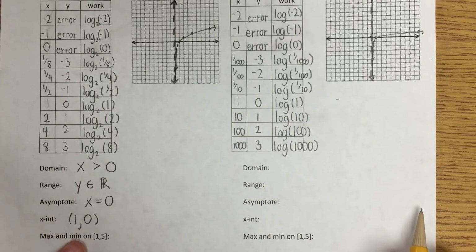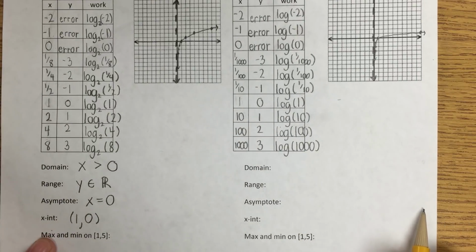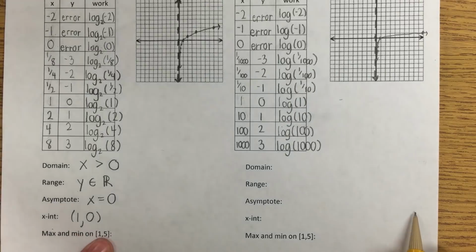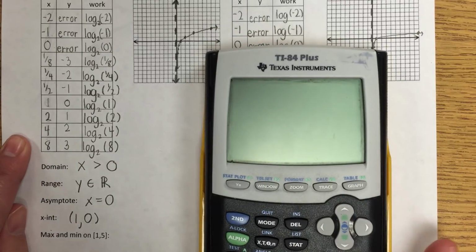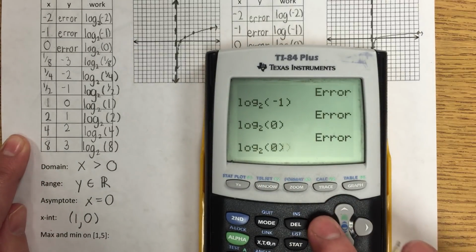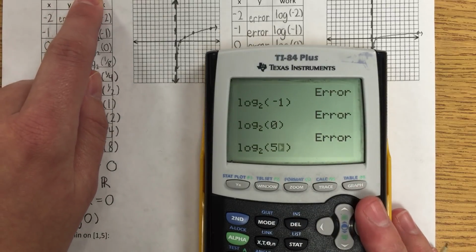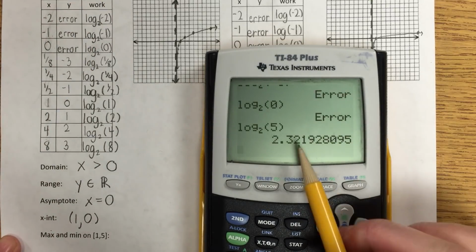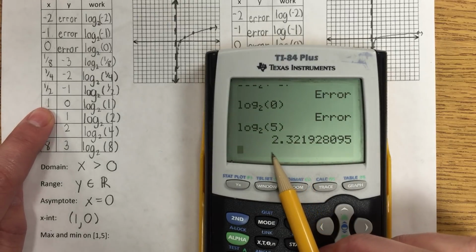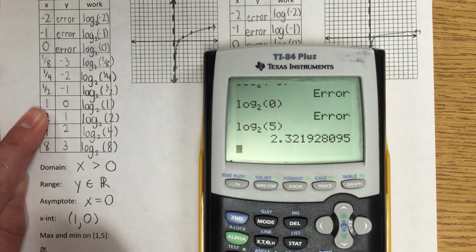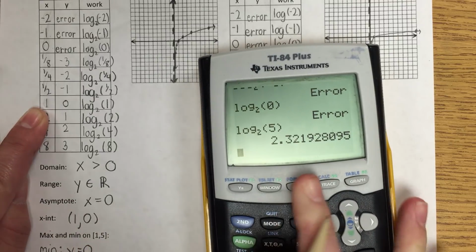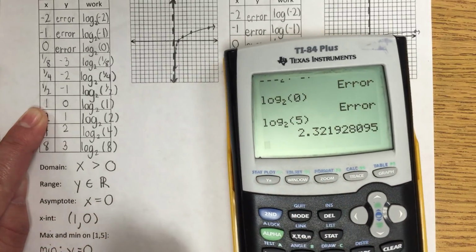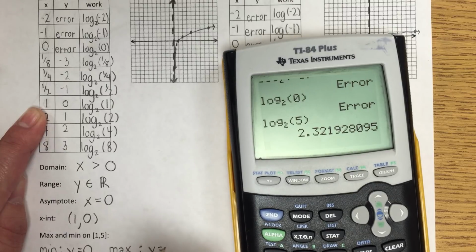If I'm looking for the max and min, remember I'm looking for the highest point and the lowest point from 1 to 5. Well, I've got 1 on the table here, but I don't have 5, so I need to find out, using my calculator, what log base 2 of 5 would be. Let's find out. So log base 2 of 1 is 0. That would be my min, because 0 is definitely smaller than 2.32. So my max is going to be 2.32.